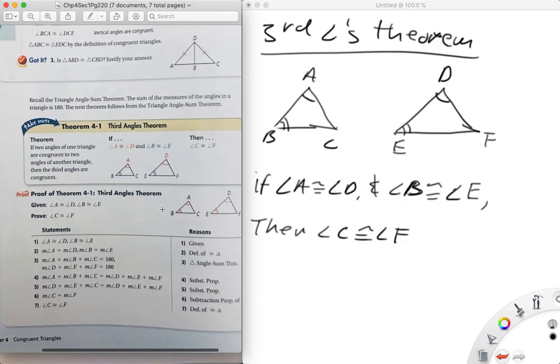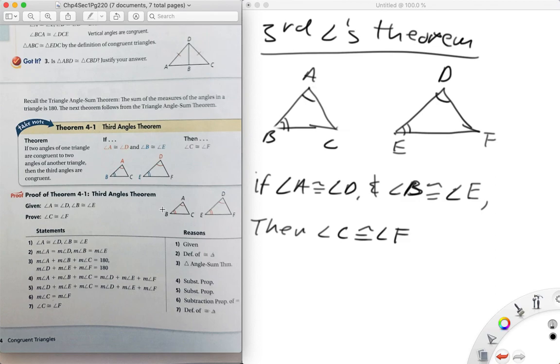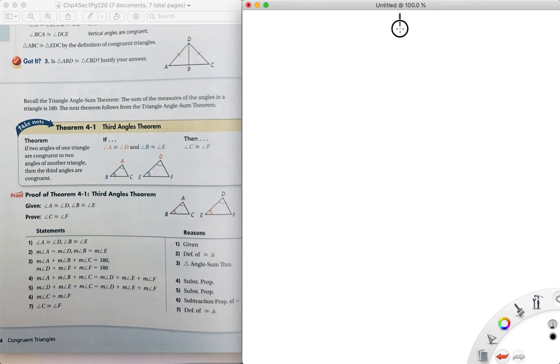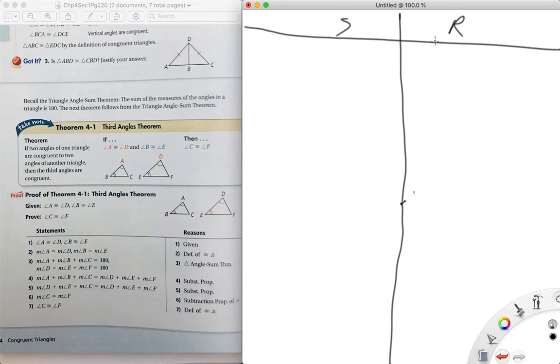It's a 7-step proof. It's a pretty decent proof. If A is congruent to D, B is congruent to E, then C is congruent to F. So we're going to prove that. So number one, it's given to me that A is congruent to D and that B is congruent to E.